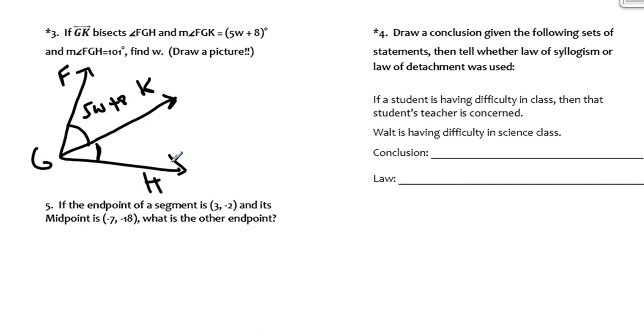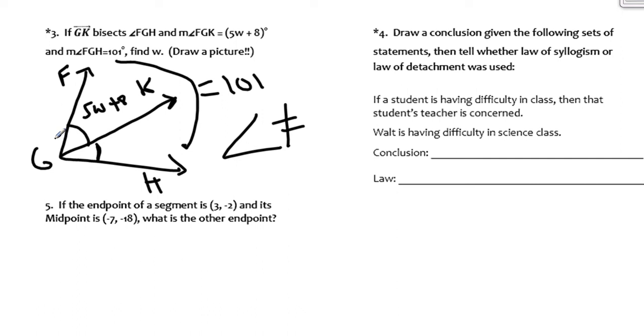And the measure of FGH, F to G to H, this whole angle, is equal to 101. We're going to find W. Well, here's a hint. This little angle here, FGK, could not possibly equal FGH, the big angle FGH. So don't set 5W plus 8 equal to 101. If you recall, we were told that GK was an angle bisector. An angle bisector cuts the angle into two congruent angles. So if 5W plus 8 is angle FGK, then angle KGH is also 5W plus 8.